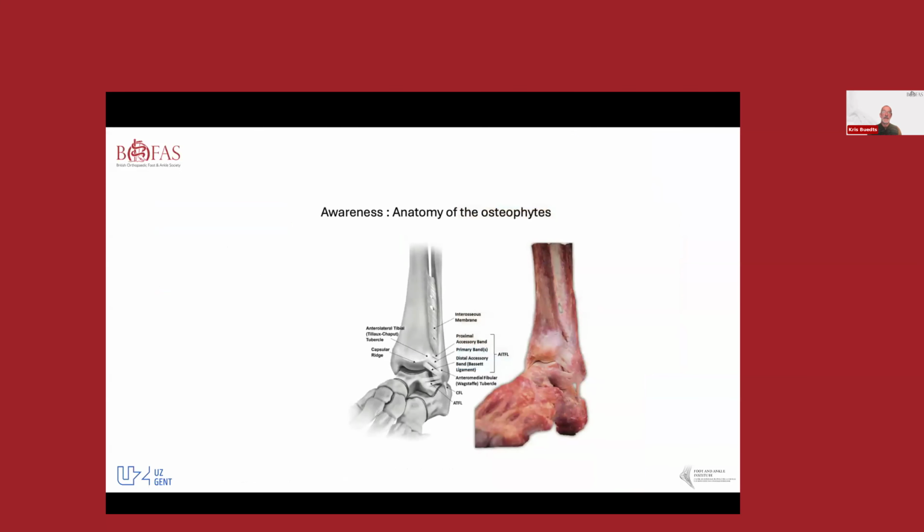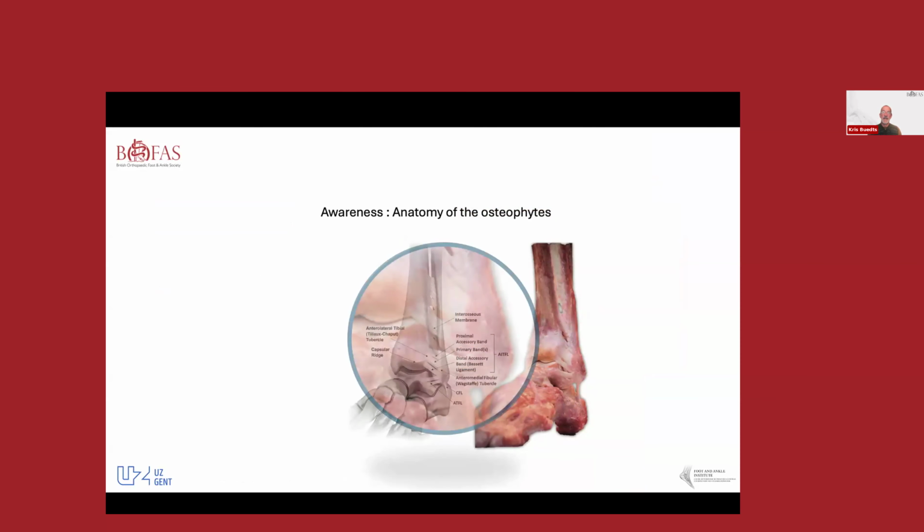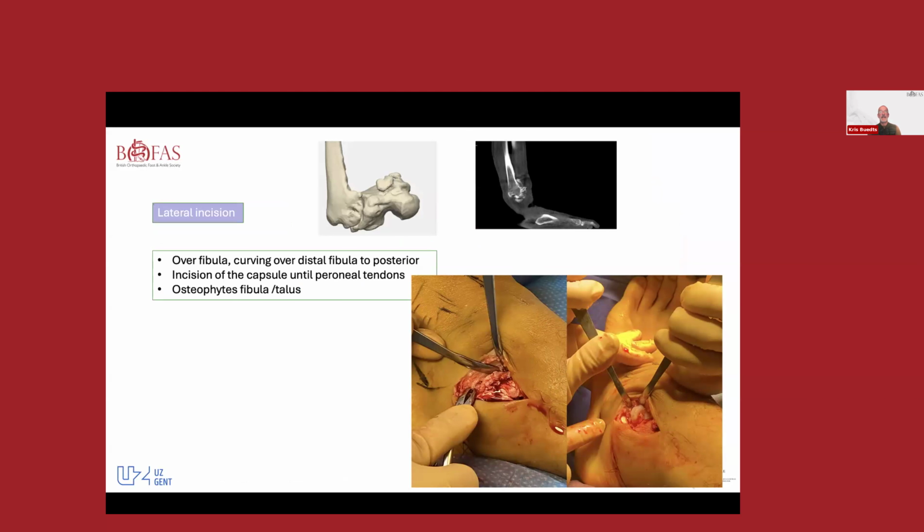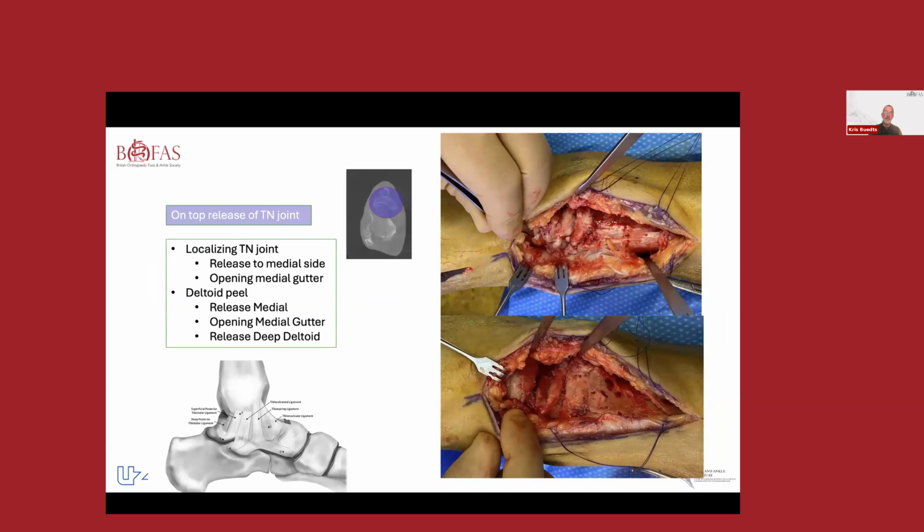Then we go to the lateral side because especially in the varus, you sometimes have a lot of osteophytes. The osteophytes will follow the traction, and they will follow the ligaments at the lateral ankle. So we make a curved incision over the fibula, where we can open the capsule, and then we can debride the lateral side of the joint, taking off the osteophytes of the fibula and the talus. So we were able to reduce the talus into the mortise.